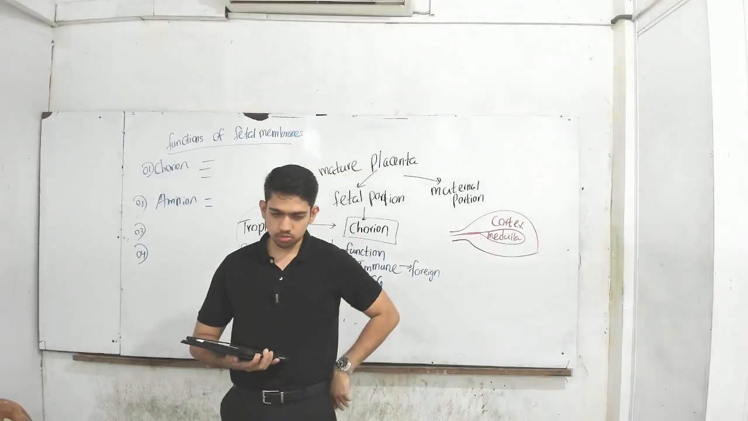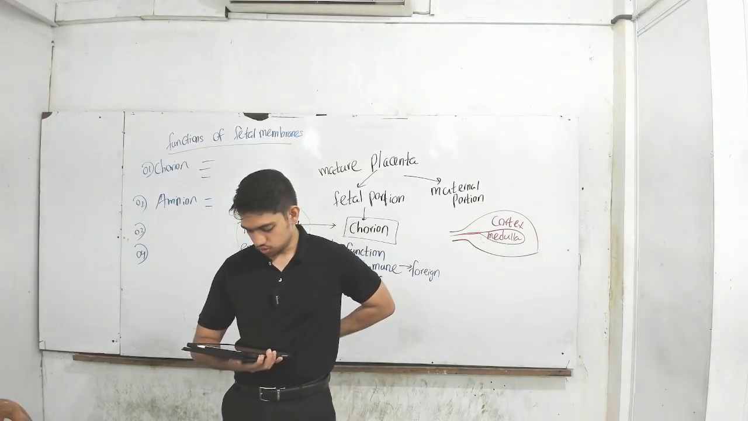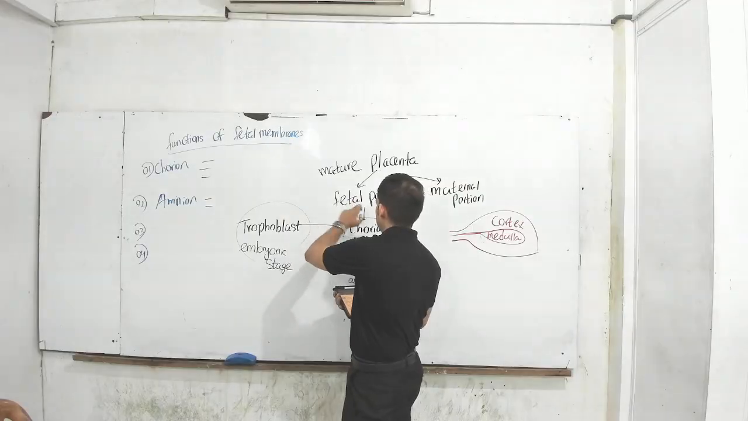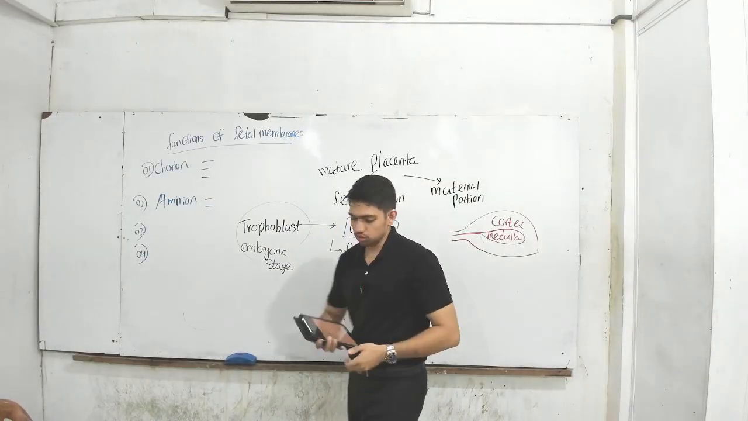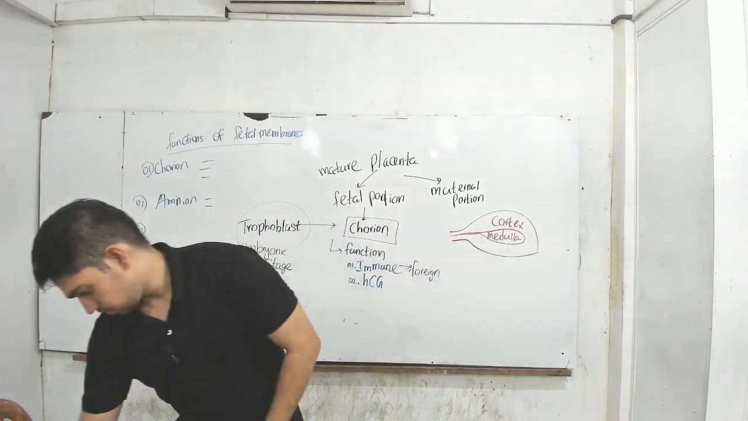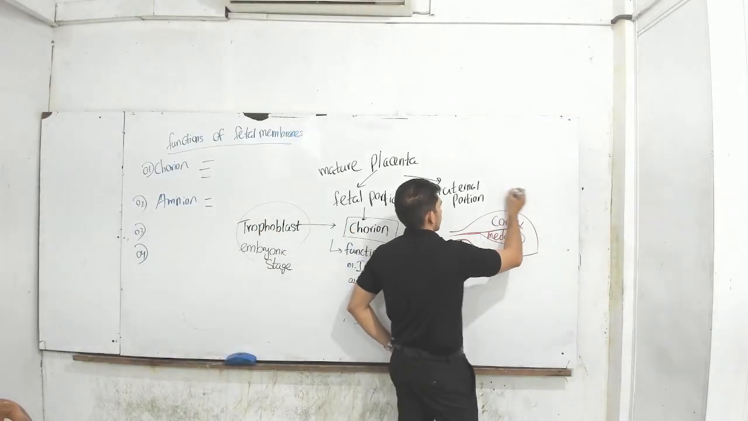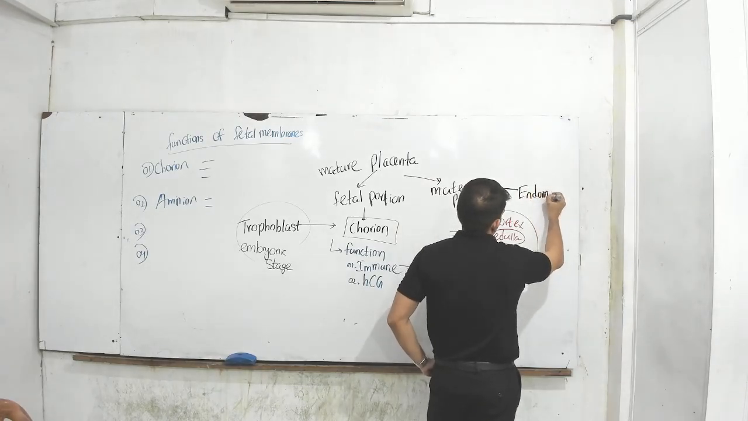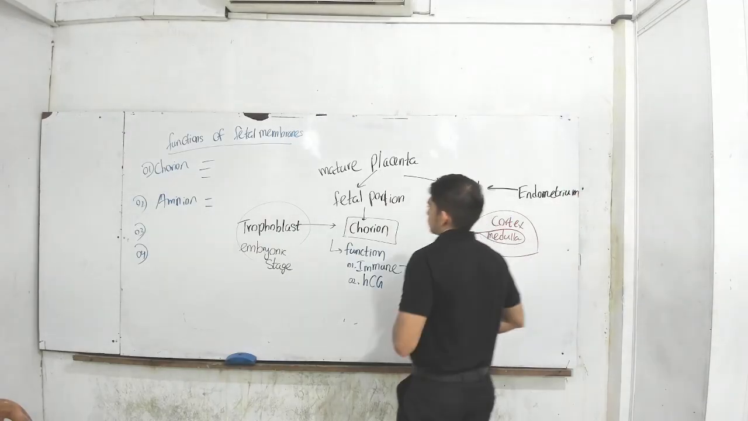But when it becomes more complicated, it requires specific nourishment, no? So, what are the things that are going to combine? The fetal portion from the trophoblast and the maternal portion is going to come from the endometrium, part of the mother's endometrium, right?